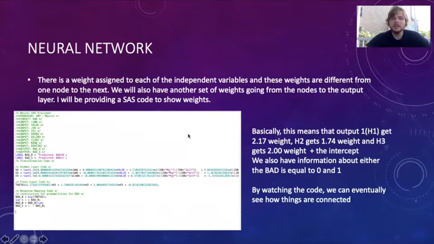So there's a weight assigned to each independent variable, and as you guys can see here, basically this means that H1 gets a 2.17 weight, H2 gets a 2.00 weight, and that's the intercept number. And we also have the information about whether the bad is equal to 0 or 1, and by watching this code, which is provided by SAS, we can eventually see how things are connected by their weight.